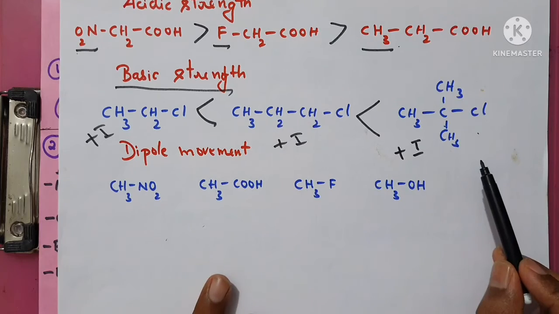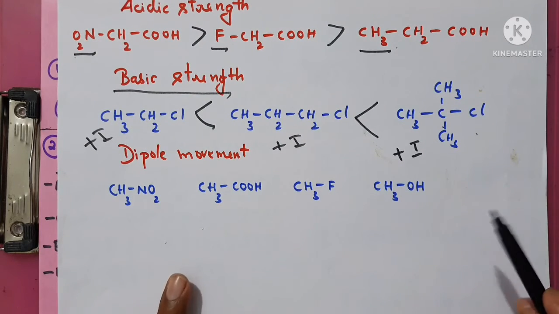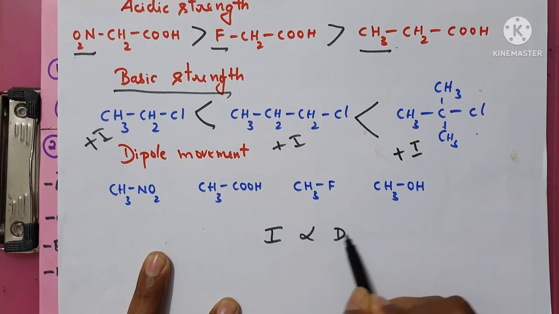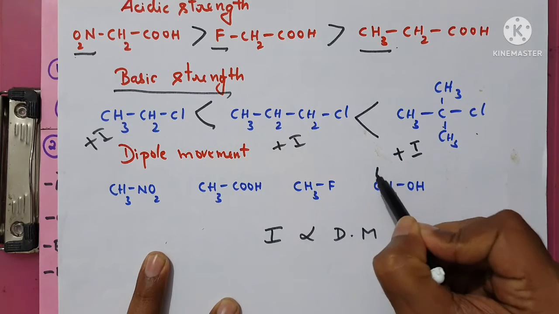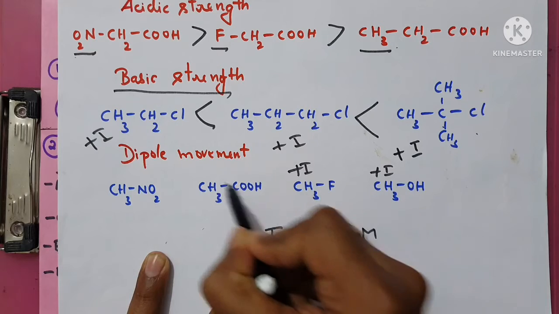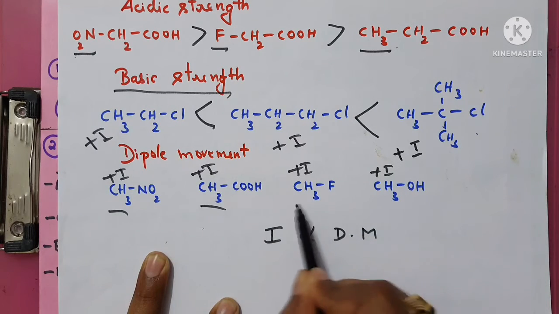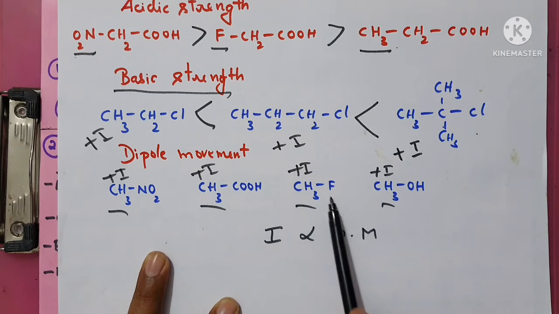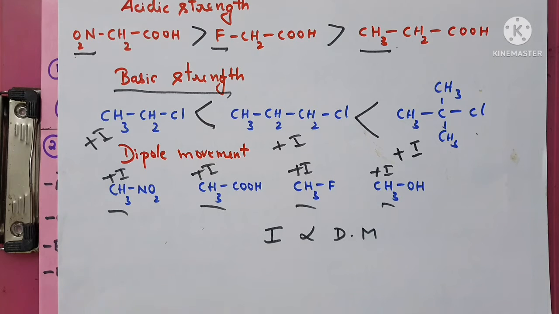Let us move on to the dipole moment. Inductive effect is directly proportional to the dipole moment. Now let us see, among these, all these are plus I, this is plus I, this is plus I, this is plus I. They all are the same. Then we have to look into the one which is going to be minus I effect, which is going to show more minus I effect. Stronger the minus I effect. We'll go back to the order now.